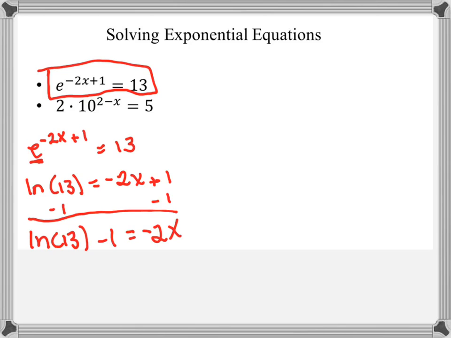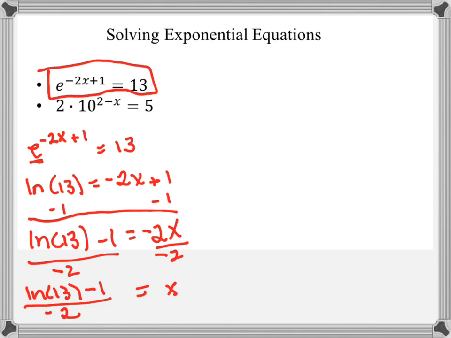Please don't subtract the 1 from 13. This is not the same as natural log of 12. So please keep that separate. It's natural log of 13 minus 1. Now let's divide both sides by negative 2. And x equals natural log of 13 minus 1 over negative 2. And that is my exact solution. As a decimal equivalent, I would get approximately negative 0.7825.